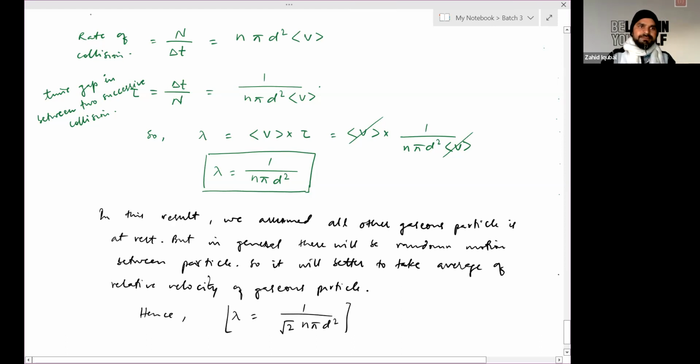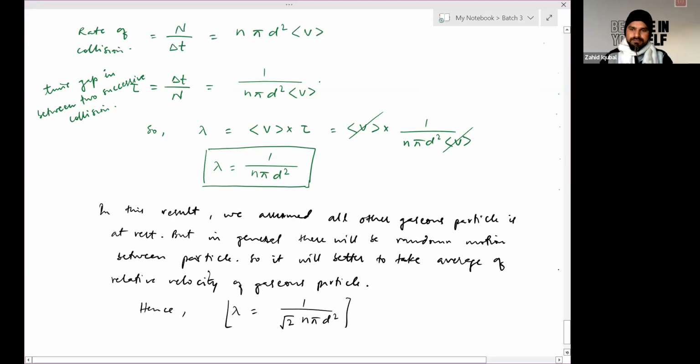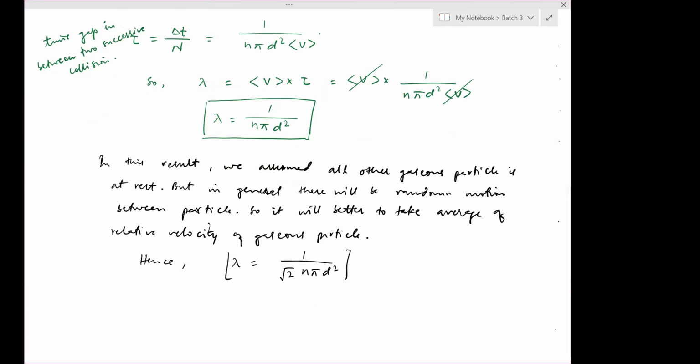Abhinav, is it clear why we have introduced root 2 in this expression? Riba? Okay.